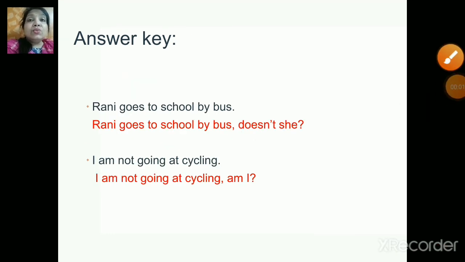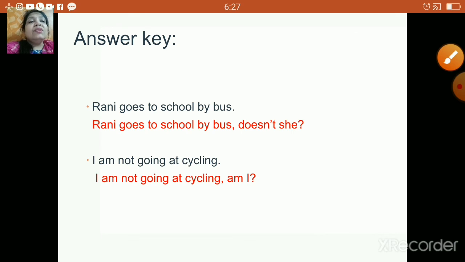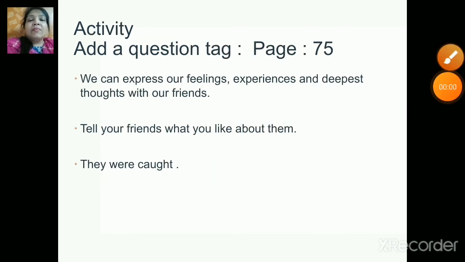Rani goes to school by bus. Rani goes to school by bus, comma, doesn't she? Right. So over here, children, we have used the rule, comma, and then we have added the question tag, doesn't she? Next, I'm not going at cycling, comma, am I? Right? So yes. Now children, let us check a few more examples.